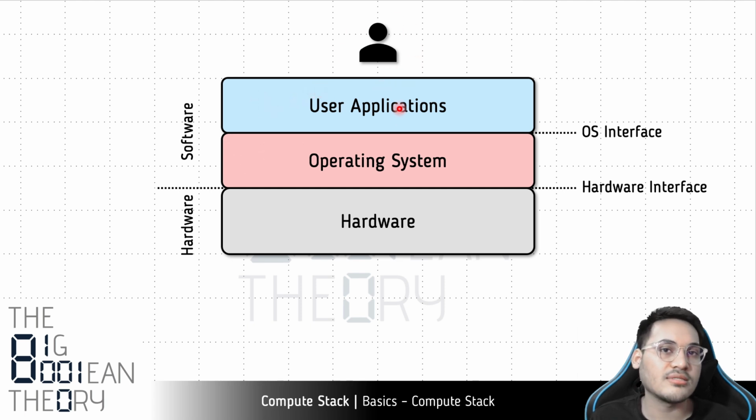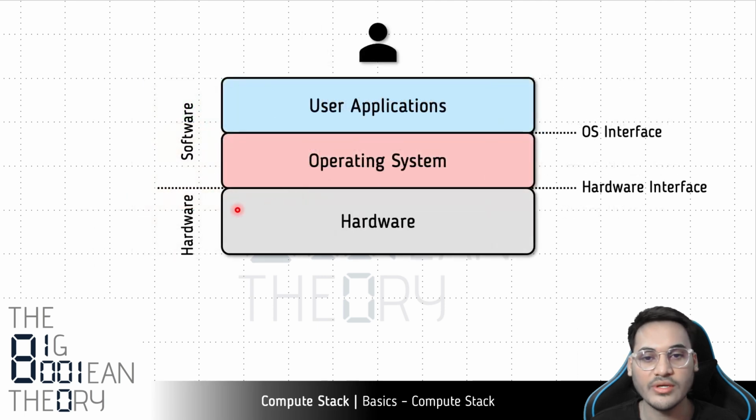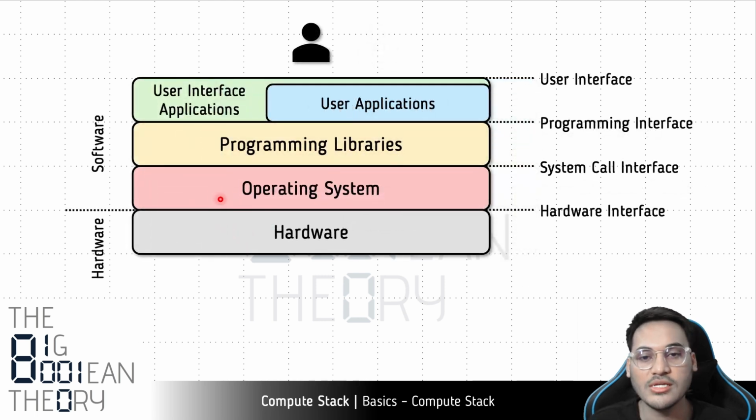As I said at the starting of this video, this basic version is incomplete and there are some missing layers in this compute stack. So let us go ahead and see what those missing layers are. This is how the complete compute stack looks like. As you can see, we have added two new layers. One is the programming libraries and the other is the user interface applications. All the layers that were part of the previous basic version of the compute stack are also part of the new version. So hardware, operating system, and the user applications are still there. We have just added two new layers: the programming libraries and the user interface applications.